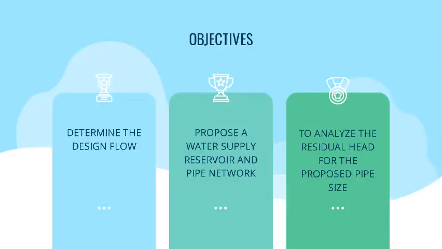The objectives of this project: first, determine the design flow. Second, propose a water supply reservoir and pipe network. Third, to analyze the residual head for the proposed pipe size.